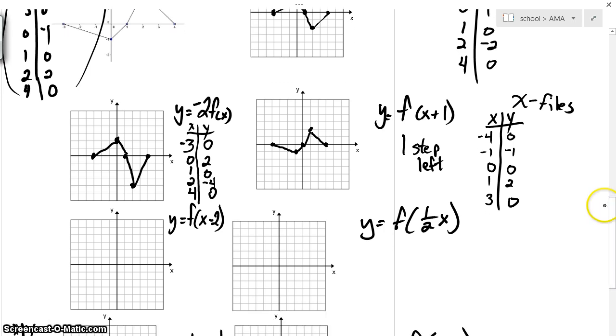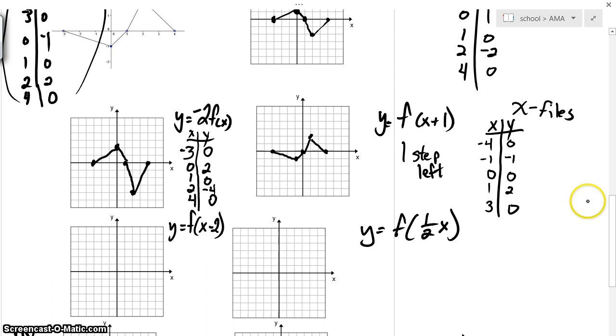Take a look at what would happen if you saw X minus 2. Well, you might guess, once again, we've got X-Files, and we do. We're not going to subtract a 2 this time, though. We're going to add a 2 to all of our X values. -3 plus 2 would be -1. 0 plus 2 would be a 2. 1 plus 2 is a 3. 2 plus 2 is a 4. And 4 plus 2 is 6.